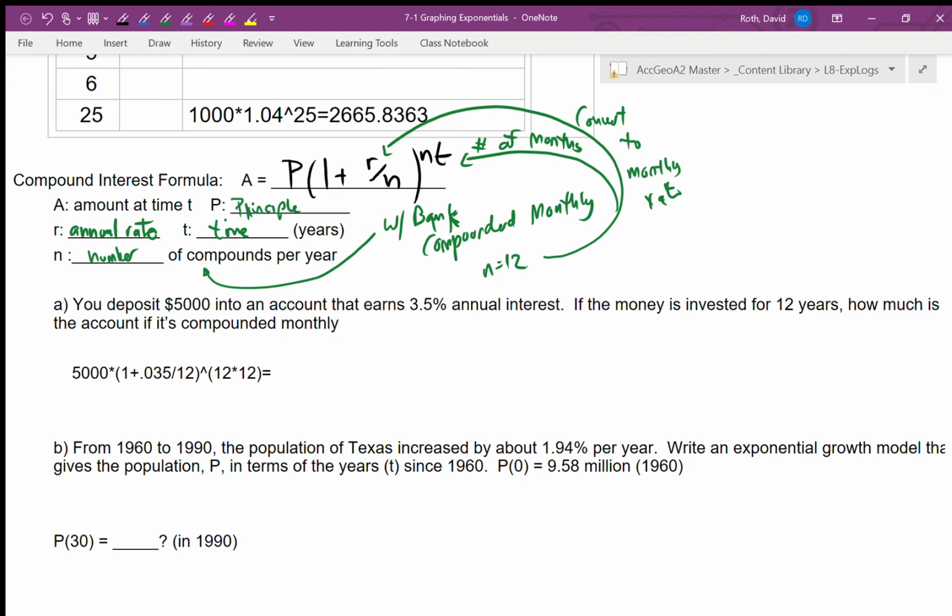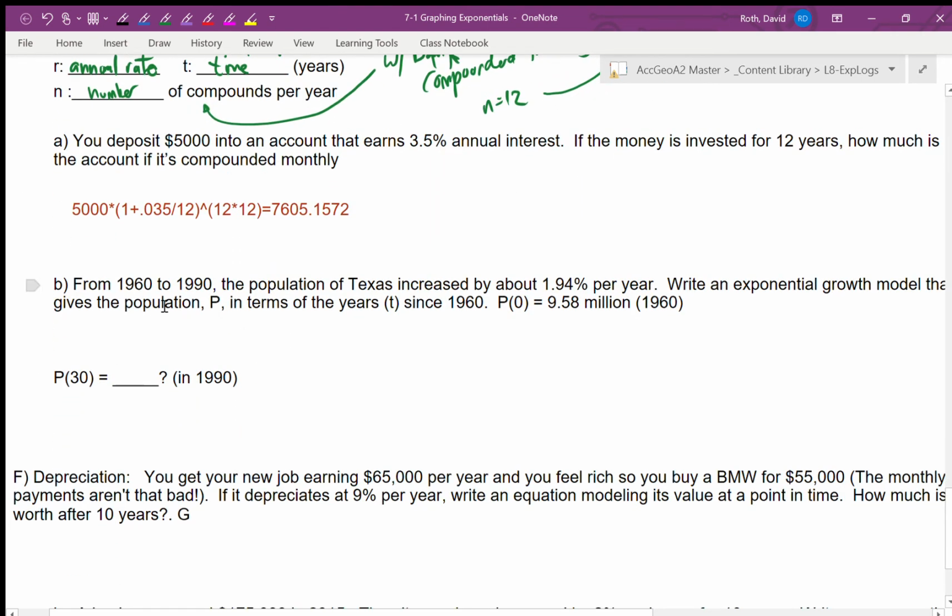And if I add equals, hopefully that's right. Hopefully all the PEMDAS within the OneNote worked out. And I get 7,605. And let me change this color. There, that's better. It doesn't look like the text then. Okay, let's go on and do B.